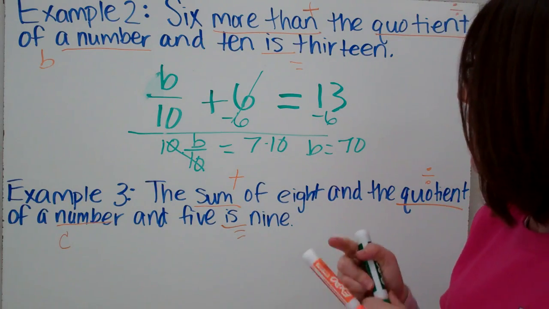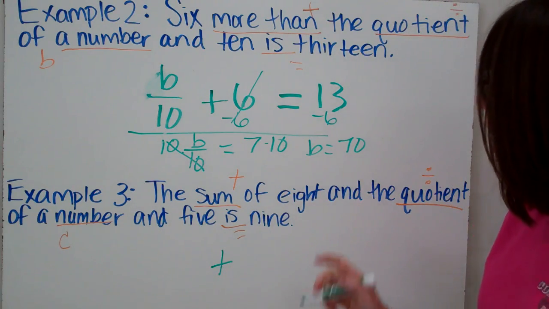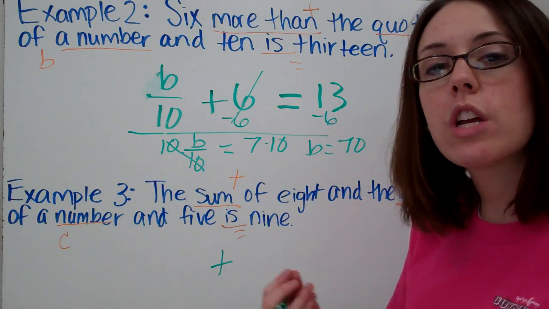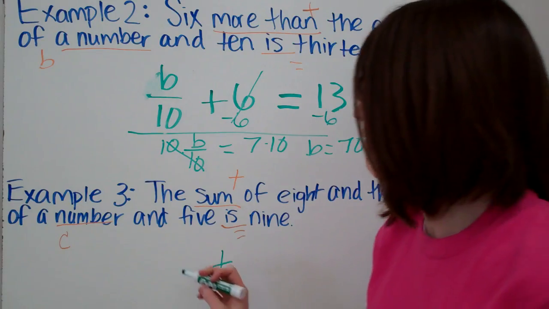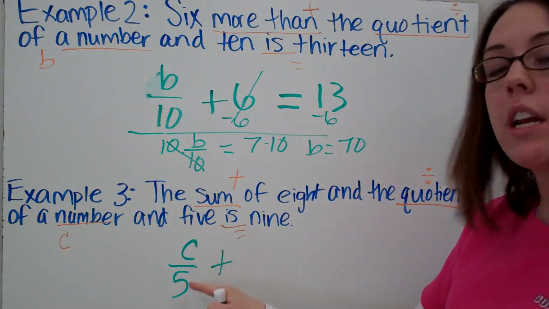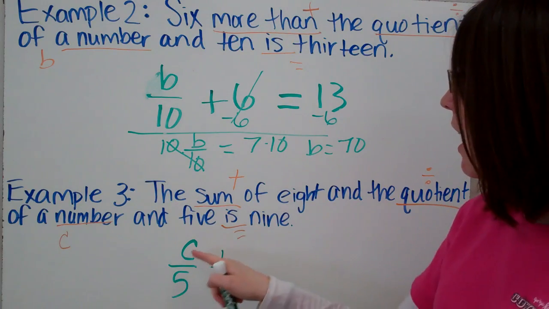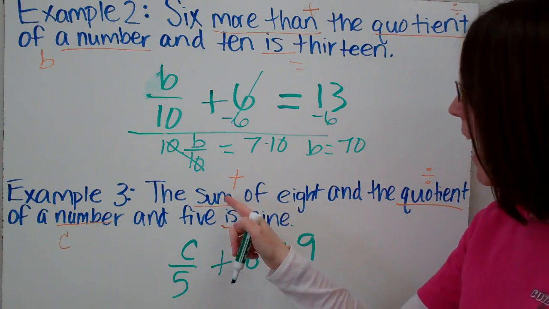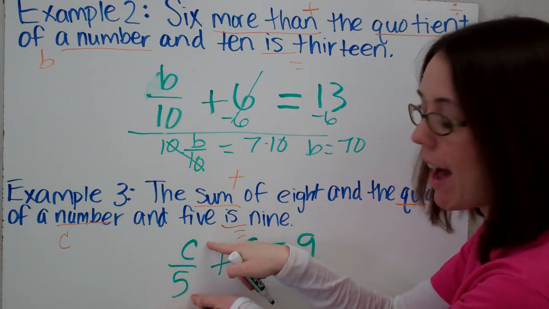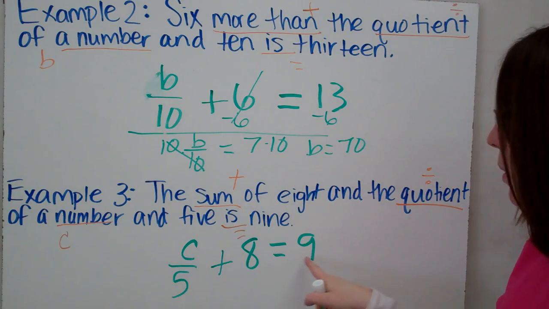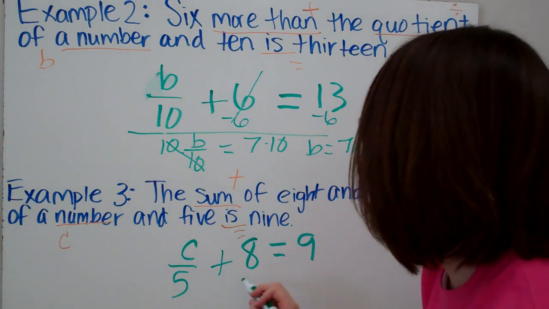Let's write it. The sum, we're going to use addition. 8 and the quotient of a number and 5. That is division, so we write that as C over 5. Again, we are adding the quotient of a number and 5 and 8. That is what we're finding the sum of. Equals 9. Let's solve this two-step equation.